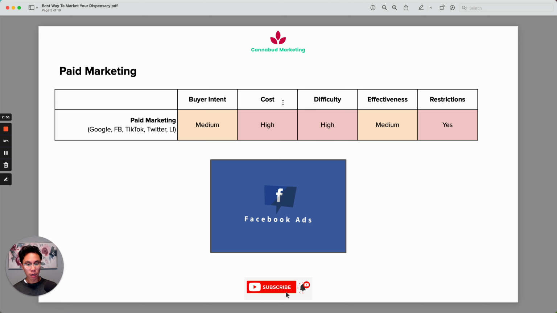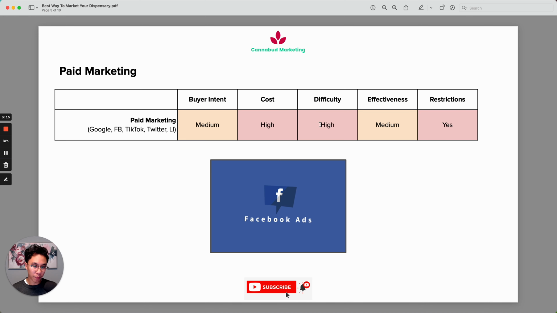Now for cost, it's pretty high because you are directly paying these companies to show up where you typically wouldn't show up in the first place. Because it's a bidding platform, yes, you can maybe do ads for $1 a day, $2 a day, $3 a day, $4 a day, but that's not really going to move the needle in terms of how people come in and purchase. You need to spend a lot more money in order to make the ads effective.